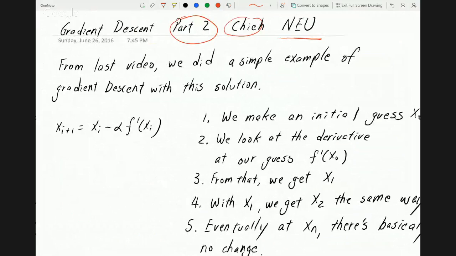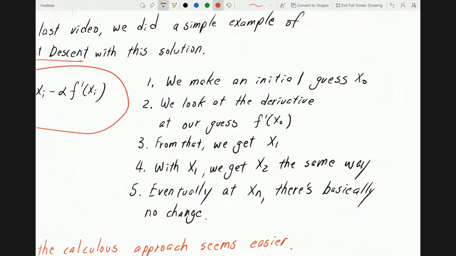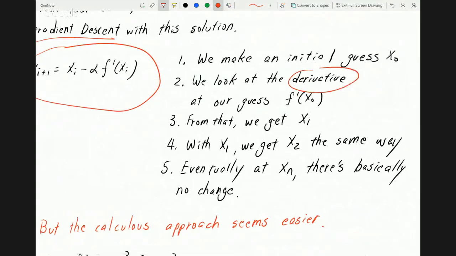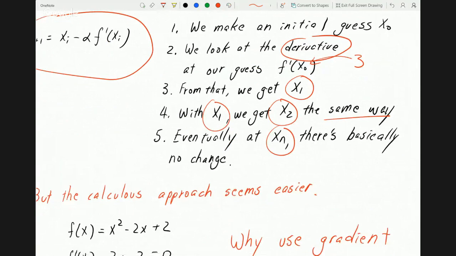So from the last video, we did a simple example of gradient descent with this solution. This is the equation for gradient descent. What we did is we made an initial guess of x naught. If you remember, we set x naught equals to 3. Then we look at the derivative at the location of our guess. From that, we get x1, and with x1, we get x2 using the same approach. And eventually, at xn, there's basically no change. So it has converged to the right answer.